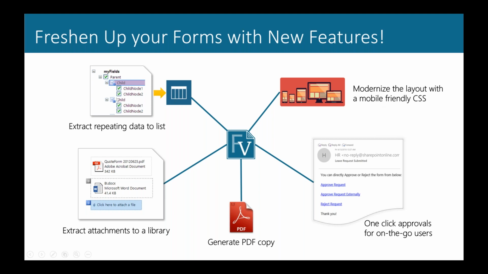Taking the repeating data and mapping it to a list and then refreshing it if the list changes, we'll show that as well today. We'll show you how to upload attachments to a library and replace them with links tomorrow. We'll generate a PDF and show you how to do that today. And then we'll show emails with one-click approvals using passing parameters, so that when they click on a link, it's actually passing a parameter to a form that says user equals 123, and using that information to quickly approve things.